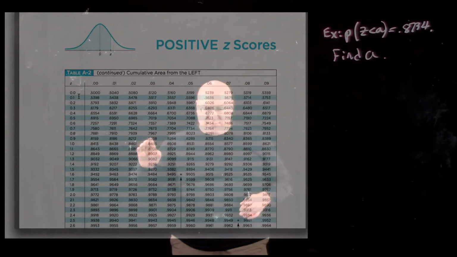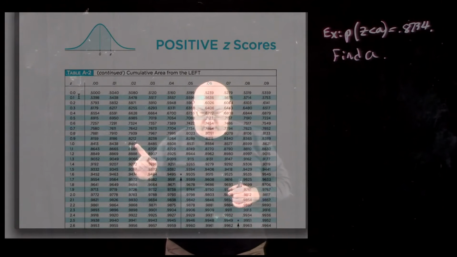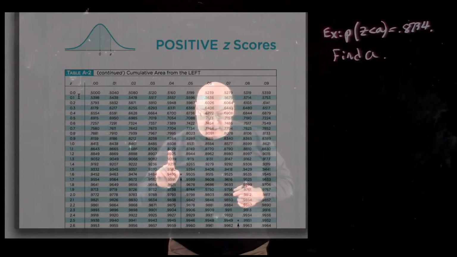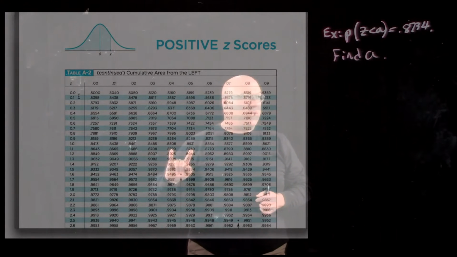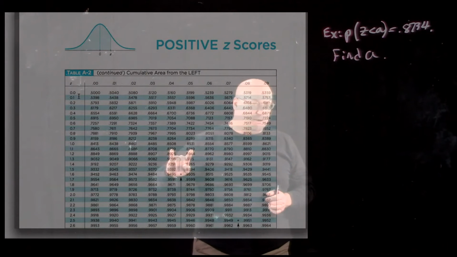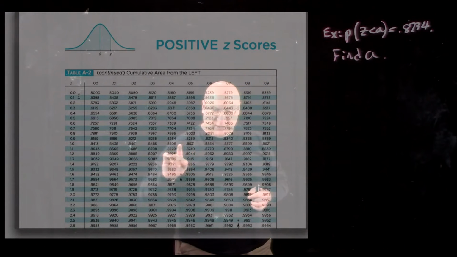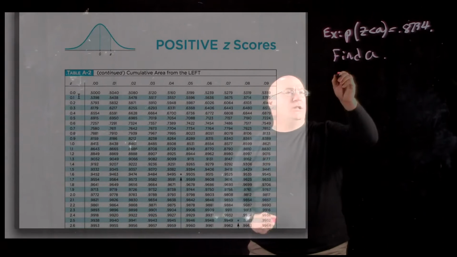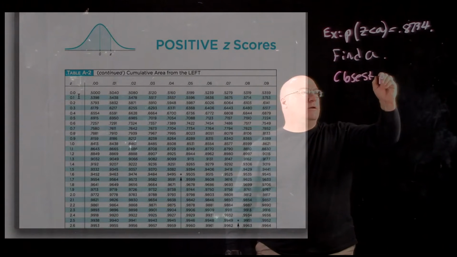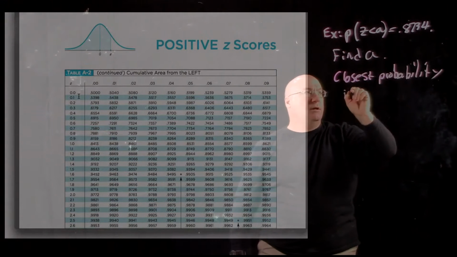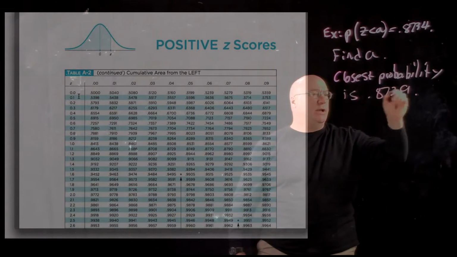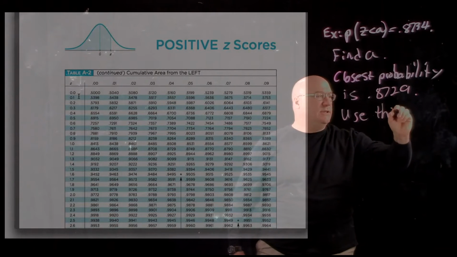So I look for 0.8734, and there's 0.8729, then we jump to 0.8749. We go down, and from here we go up. So there is not a 0.8734. The closest area I can find is that one, right? 0.8729. So the closest probability is 0.8729. I'm just going to say use this.